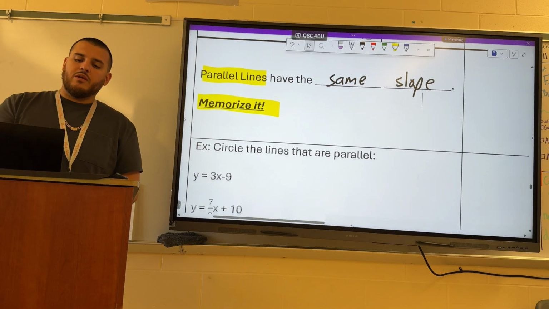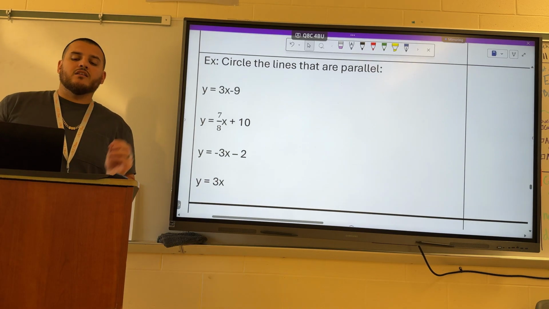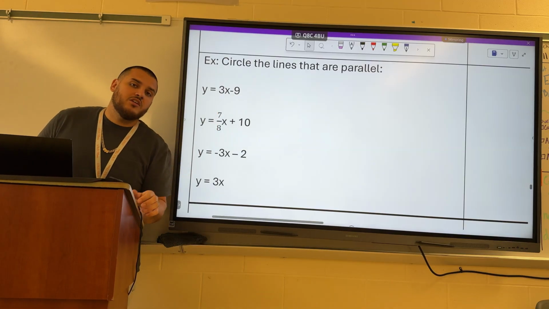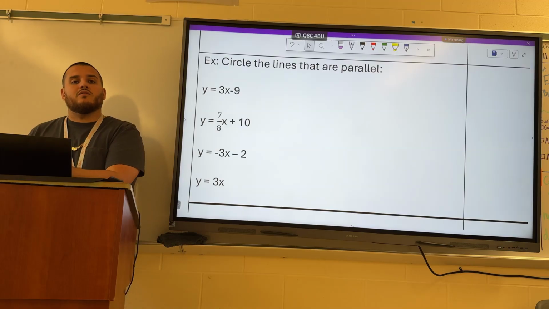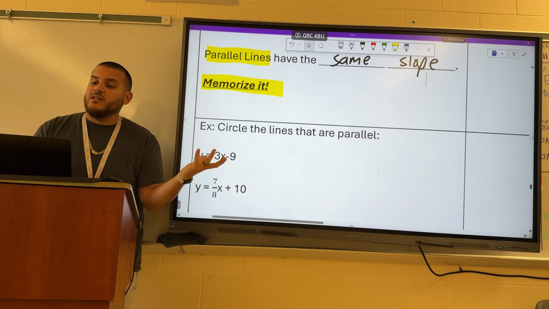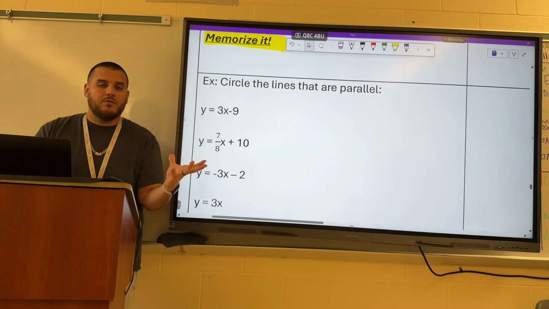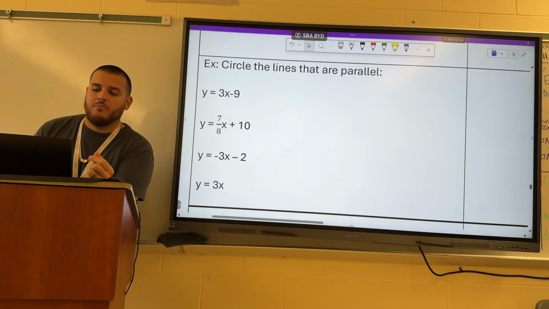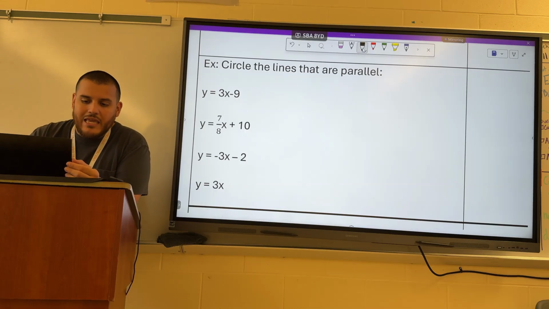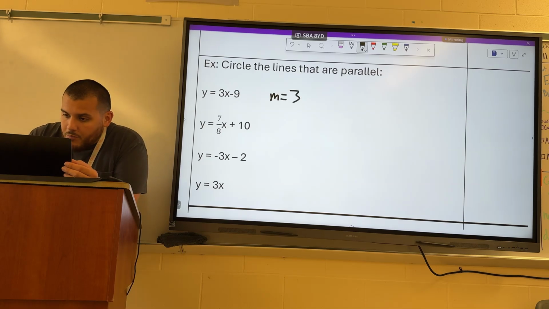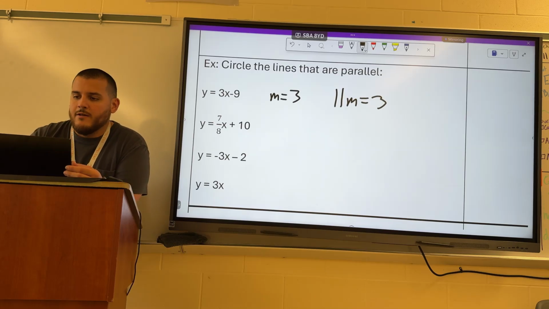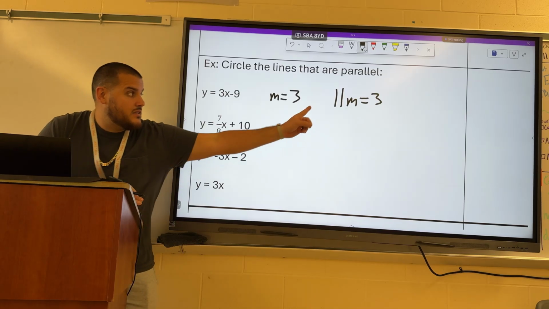What we're going to do now is make sure that you can identify the slope of a line that is parallel. So if you're given an equation of a line and we want to write an equation of a line that's parallel to it, our fact here tells us they need to have the same slope. So if we identify the slope of this line, then we've identified the slope of a parallel line. The slope of y equals 3x minus 9 is 3. So a parallel slope would be exactly the same. It would be 3. And that's just my little symbol there saying this is a parallel symbol.